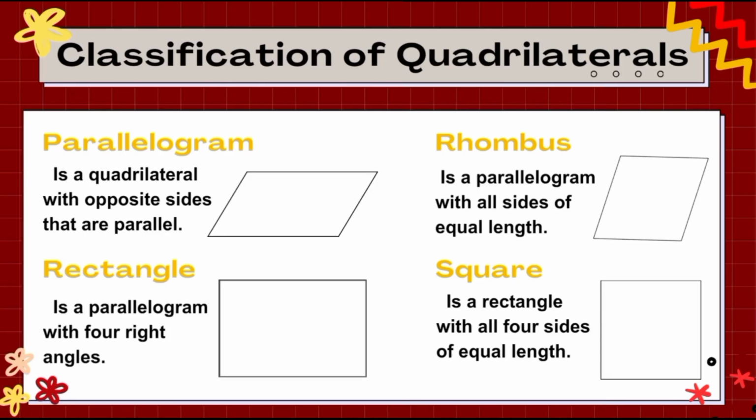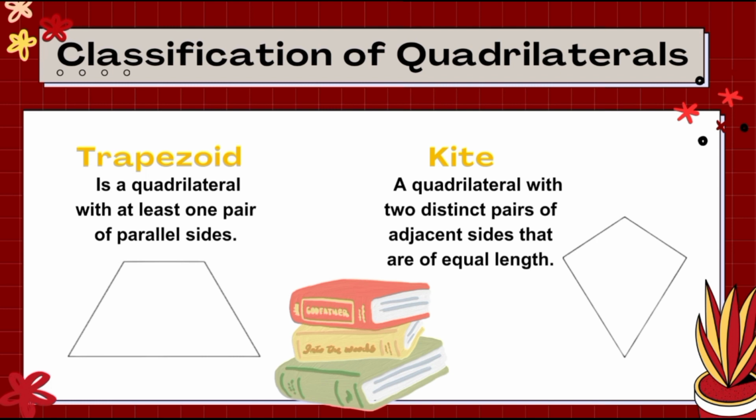Quadrilaterals are classified into, first, we have parallelogram. A parallelogram is a quadrilateral with opposite sides that are parallel. The second one is the rectangle. A rectangle is a parallelogram with four right angles. For the third one, we have rhombus. It is a parallelogram with all sides of equal length. For the fourth one, we have the square. It is a rectangle with all four sides of equal length.